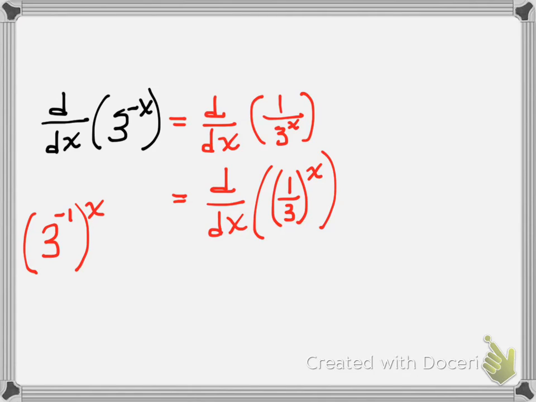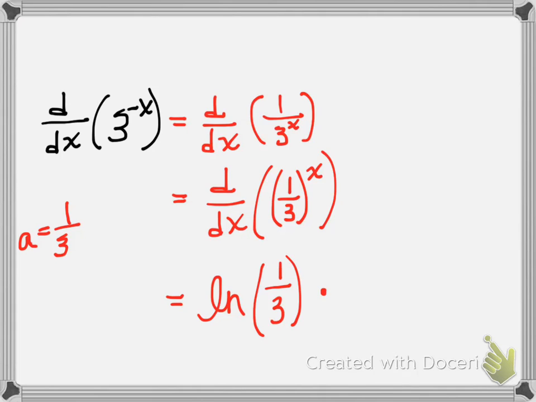So now, when I want to find the derivative of a to the x, here my a is 1/3. And so I get the natural log of 1/3 times 1/3 to the x. So those are examples of finding derivatives of exponential functions.